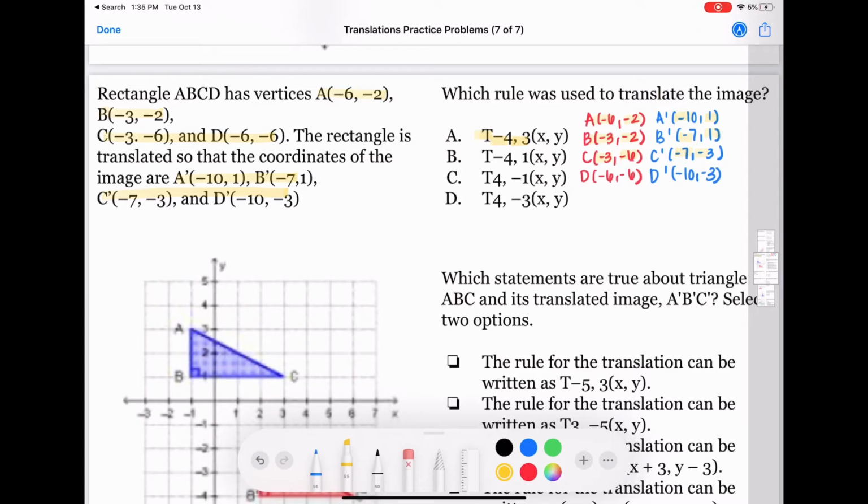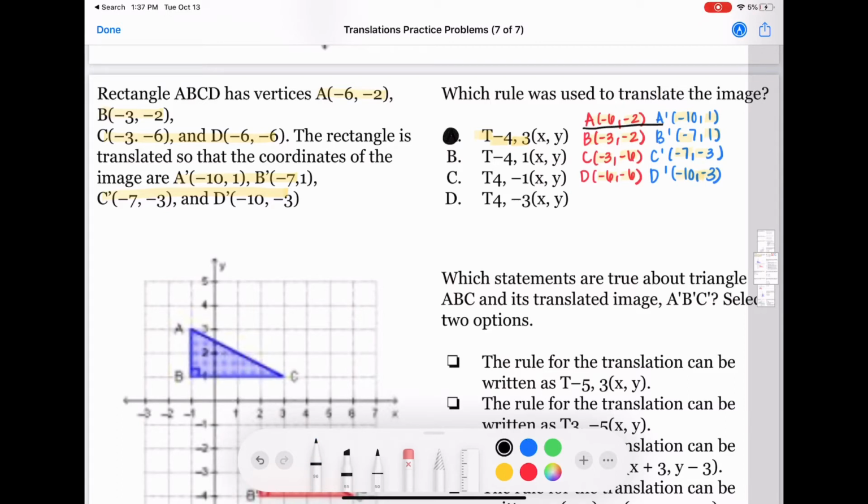Let's look at vertex D. We have negative 6 minus 4, which does in fact equal negative 10, and we do in fact have negative 6 plus 3 equaling negative 3. Therefore, that is in fact our answer choice.